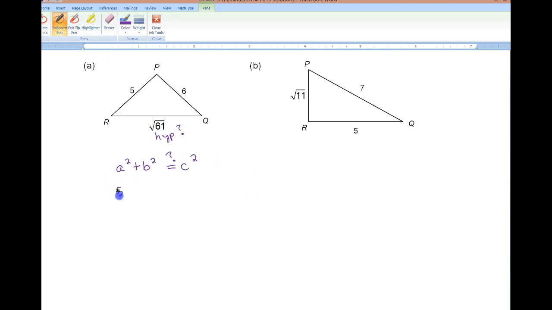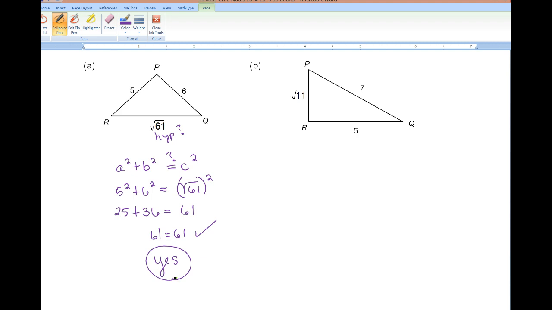Okay, so I have 5 squared, 6 squared, square root of 61 squared. We get 25 plus 36. What do you think? Okay. So once we get the same thing on both sides, we know for sure it's a right triangle.